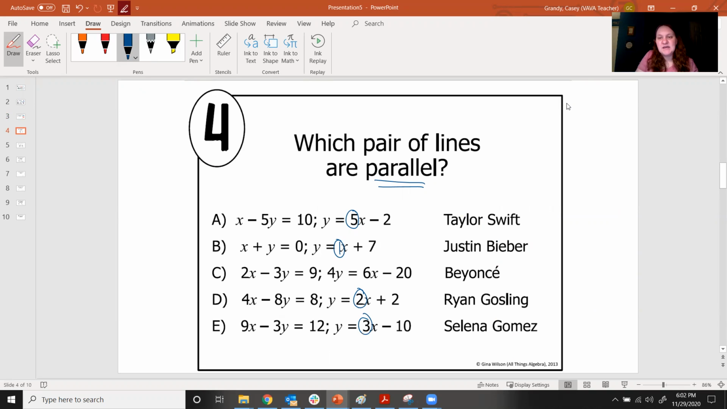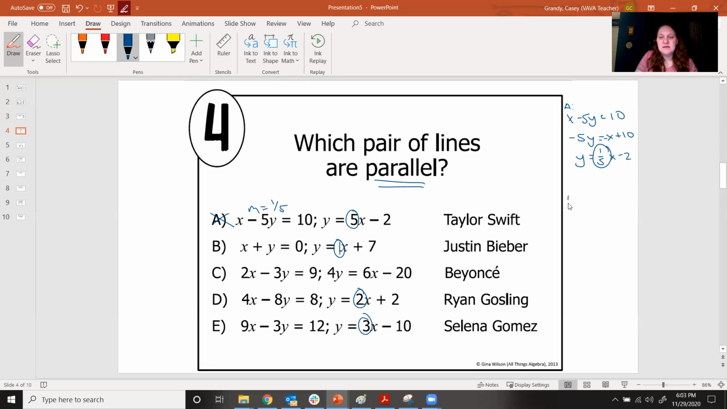So let's look at A. So x minus 5y equals 10. I'm going to subtract an x from both sides. And divide both sides by -5. -1 divided by -5 is a positive 1/5. 10 divided by -5 is -2. So the slope here is 1/5. So if the slope here is 1/5 and the slope for this equation is 5, those don't have the same slope, so it's not A.